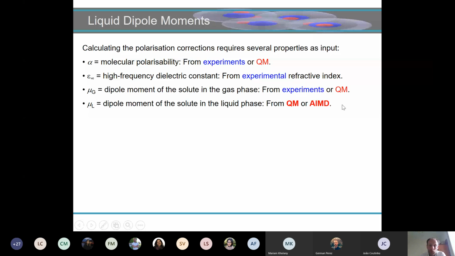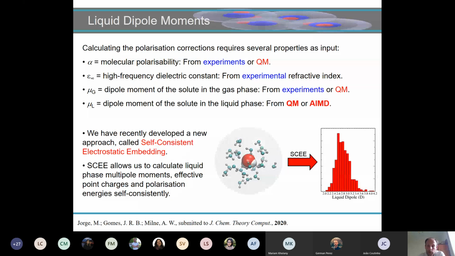So what we're doing now, and this is work that I'm doing with Richard, is trying to come up with a quantum mechanical approach, which we call self-consistent electrostatic embedding, where we essentially surround our central molecules by a bath of point charges, and we adjust the values of the charges self-consistently. And that allows us to calculate the liquid phase multipole moments, which is exactly what we need to now use these corrections using only first principles data, without having to fit either the scaling factor or any of the other corrections to experimental data. So the idea is that we can now complete the loop and calculate all the properties we need self-consistently from theory, and therefore obtain a model which is completely predictive ab initio. And the preliminary results have just been submitted for publication.